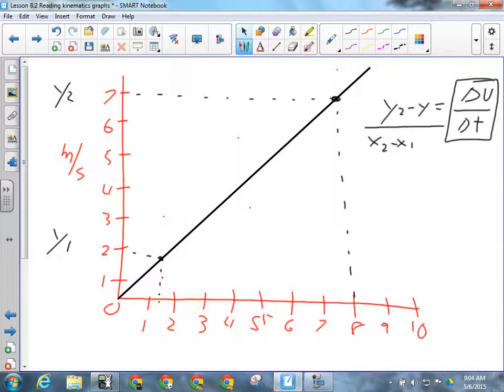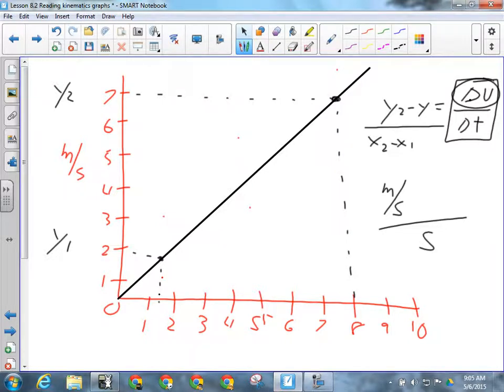So the slope of this line is telling me acceleration. Okay, acceleration is the rate of change of speed or velocity. Okay, and its units are going to be what? The units for speed are meters per second. And I'm dividing that by time, whose units are seconds.